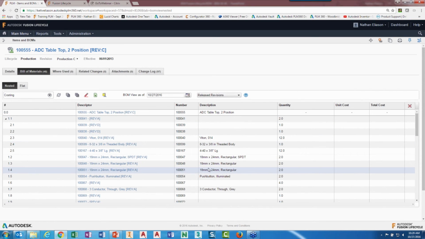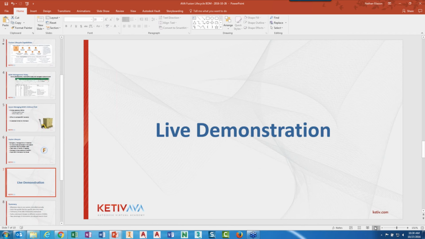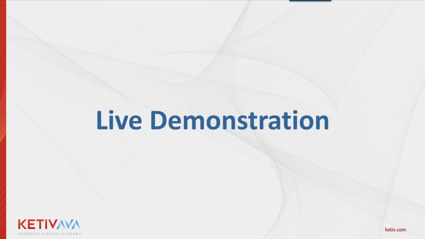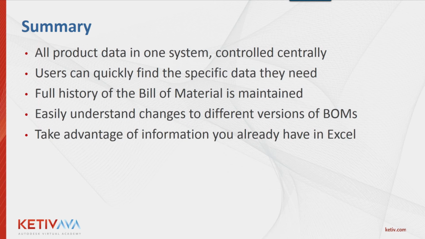So again, you can see if you do already have a lot of your bill of material information that's located inside of spreadsheets, it's very easy to take that information and quickly get it back into PLM 360, or I'm sorry, inside of Fusion Lifecycle. Formerly known as PLM 360. Like we're all still trying to get used to the new name.